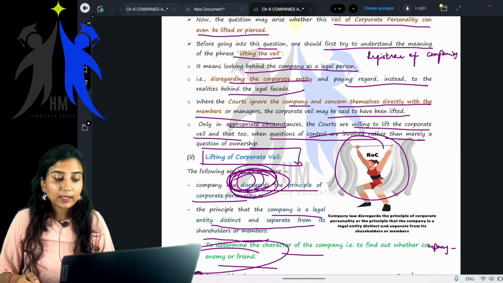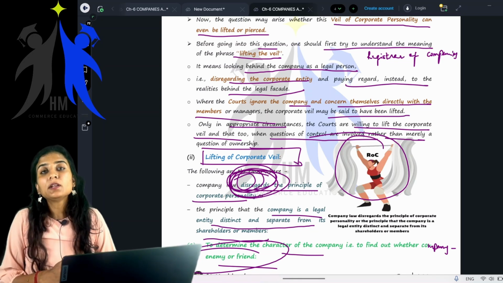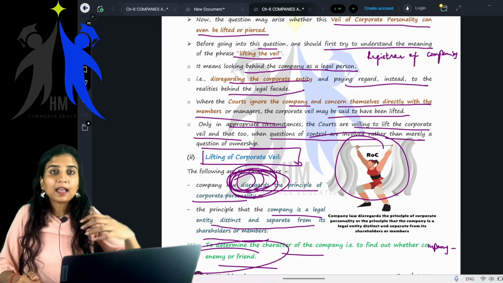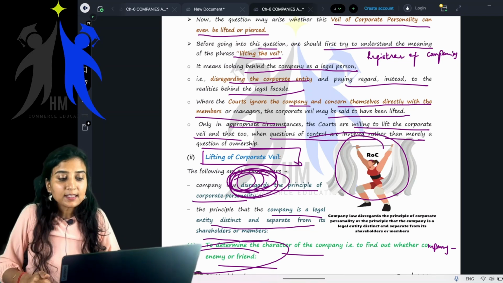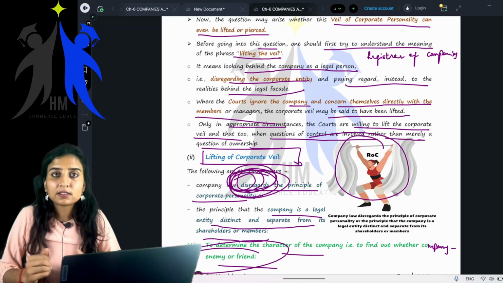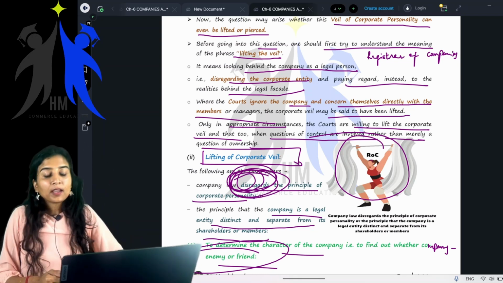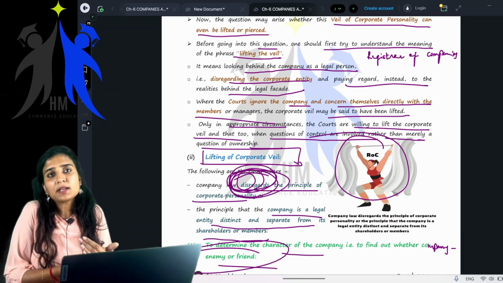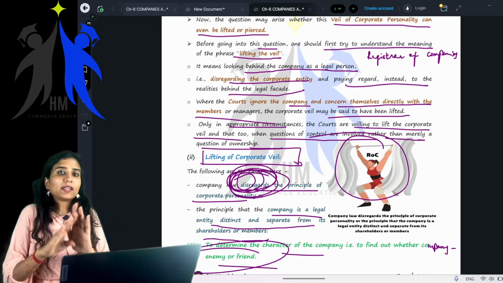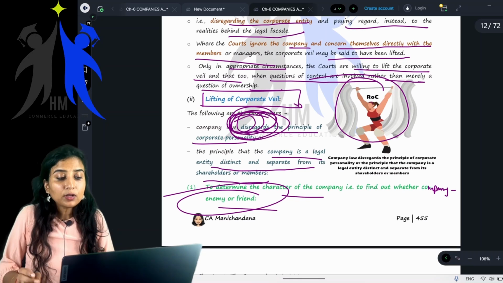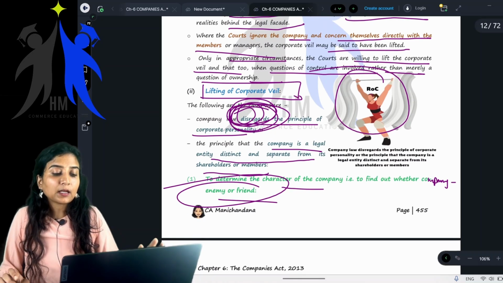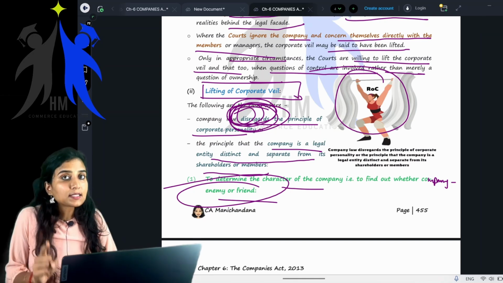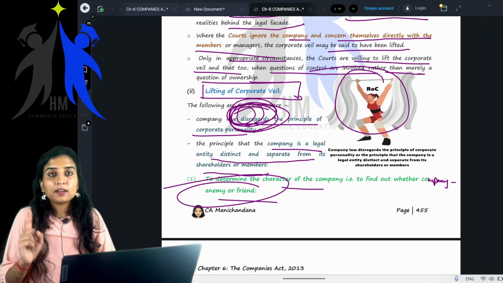Lifting of the corporate veil meaning what? It disregards the principle of individual corporate personality, that the company is different and members are different. Lifting of the corporate veil says we are going to remove that veil, crack this shell and see who the members actually are, who are controlling the company. So we are not going to treat you both as different, and we are going to disregard the principle that the company is a legal entity distinct from and separate from its members or shareholders.